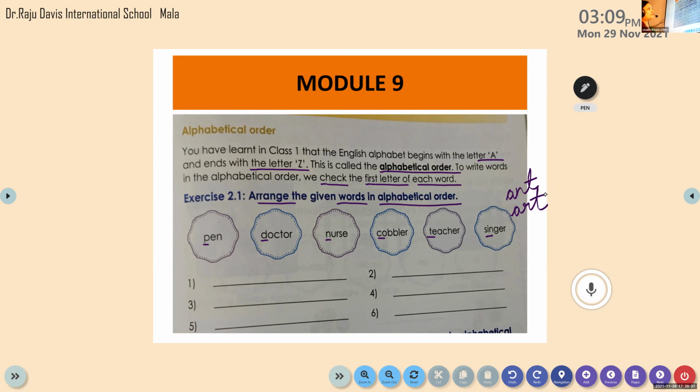No, my dear. If the first letter is the same, then we must look at the second one. The second letter in the word ant is N, and the second letter in the word art is R. So which one will come first out of these two? N, yes, very good. A-N-T, ant. And the next word will be art, because N comes first and then comes R.